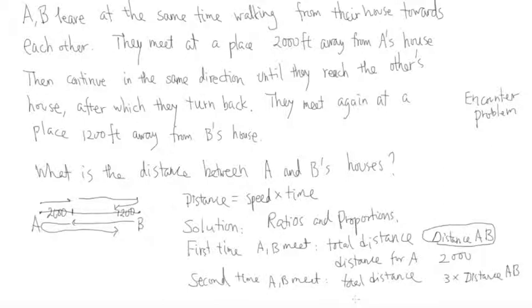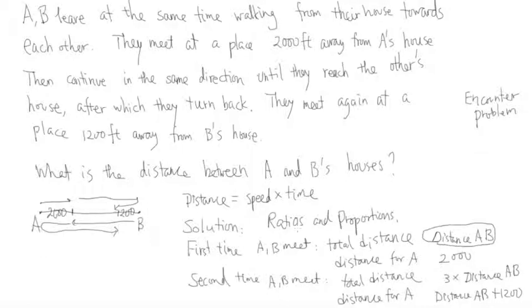Okay, so now in terms of A, the total distance for A in this case, A would cover the whole distance from A to B plus 1,200 feet. Distance AB plus 1,200. Okay, because A and B are assumed to walk with constant speed, the first time they meet, they cover just one distance of AB. The second time they meet, they cover 3 times the distance of AB. So which means the distance they covered will be 3 times. The ratio is 3 for A and B.